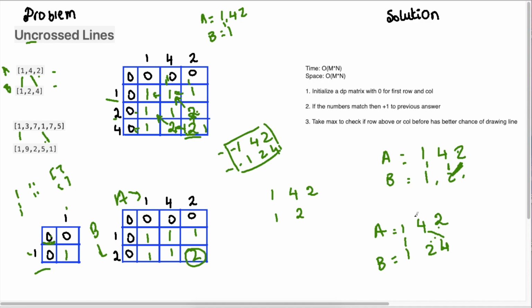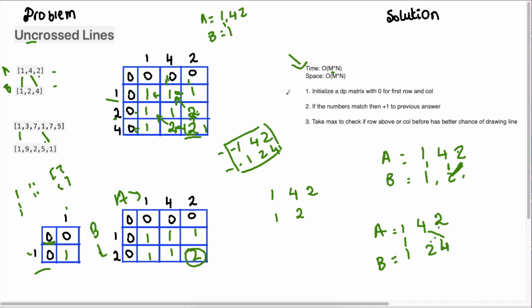I hope this helps you understand this problem a little bit better. And to analyze our time and space complexity, our time complexity is going to be m times n, where m is the row length and n is the column length. And same thing for space, because we are creating an additional structure of the same size.